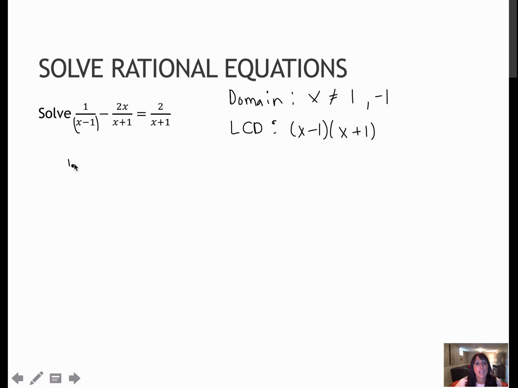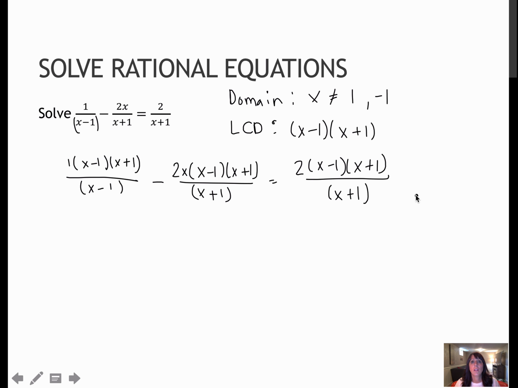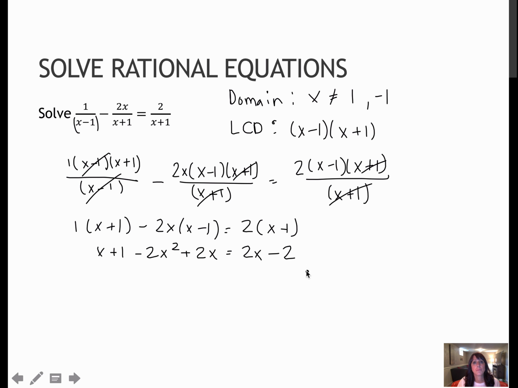Now I'm going to multiply each of my fractions by that least common denominator. The purpose of multiplying each term by the common denominator is that I'm always going to have something that cancels out, and notice that when it cancels out, I'm left with no more denominators, so everything is going to be a nice whole number. So I have 1 times x plus 1 minus 2x times x minus 1 equals 2 times x minus 1. And then I just have to do my distributive property to simplify it further.